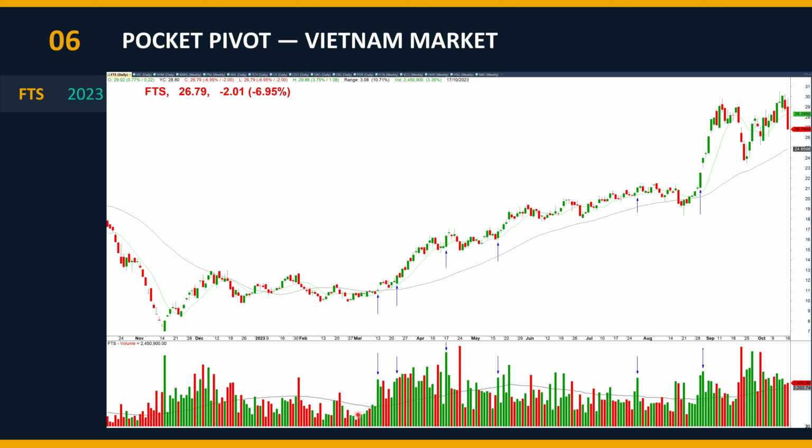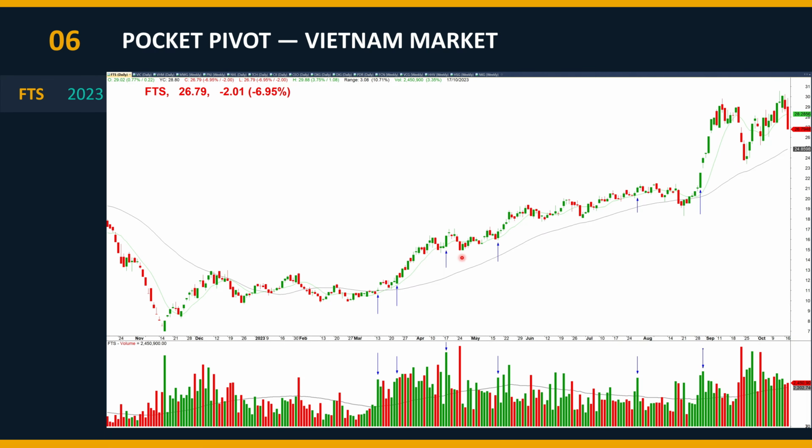Supply was being exhausted. Pocket pivot appeared. Price cleared the 50-day MA with volume exceeding the highest down day of the prior 10 sessions. In the period that followed, FTS has produced continuation pocket pivots.